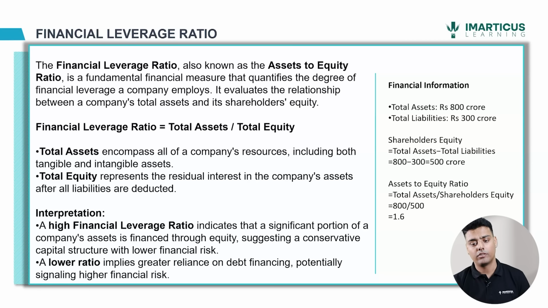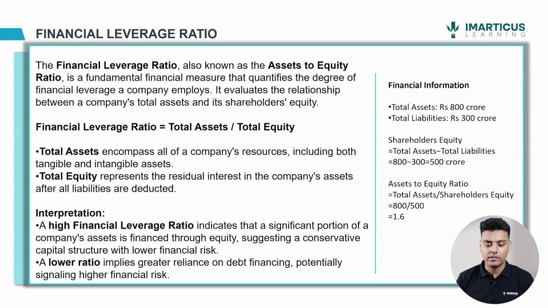Let's understand this with an example. Let's assume a company has total assets of 800 crores and total liabilities of 300 crores. The shareholders' equity would be total assets minus outside liabilities, which is 800 crores minus 300 crores, 500 crores. The asset to equity ratio over here would be total assets, which is 800 crores, divided by shareholders' equity, which is 500 crores, or 1.6 times.